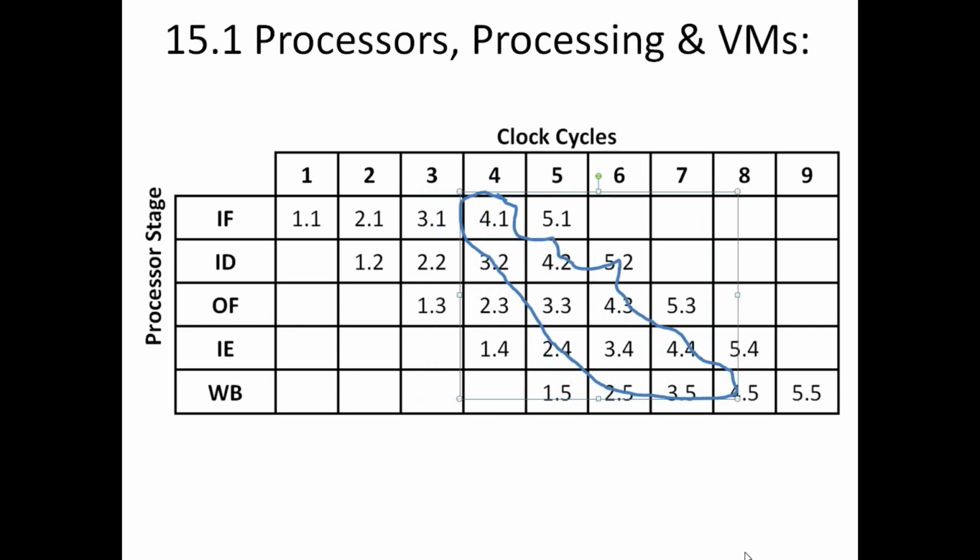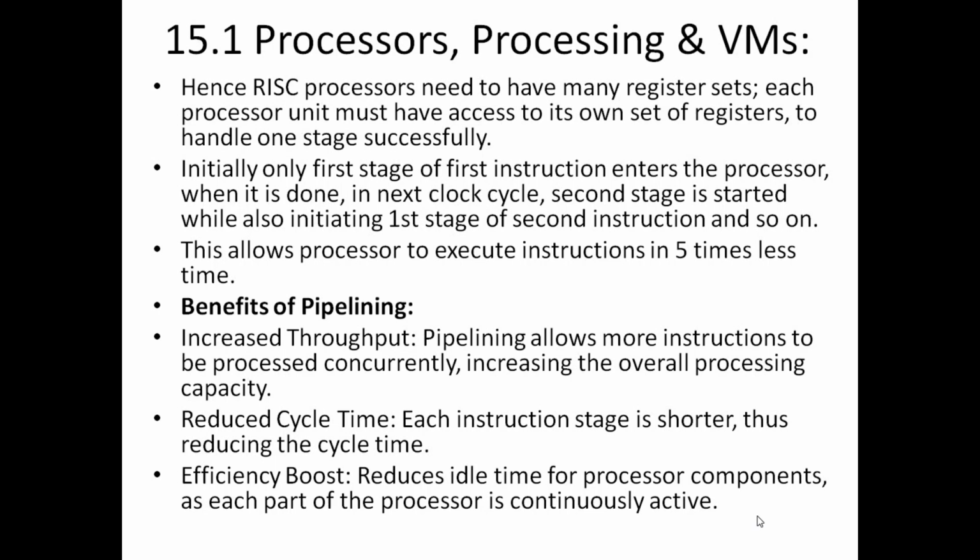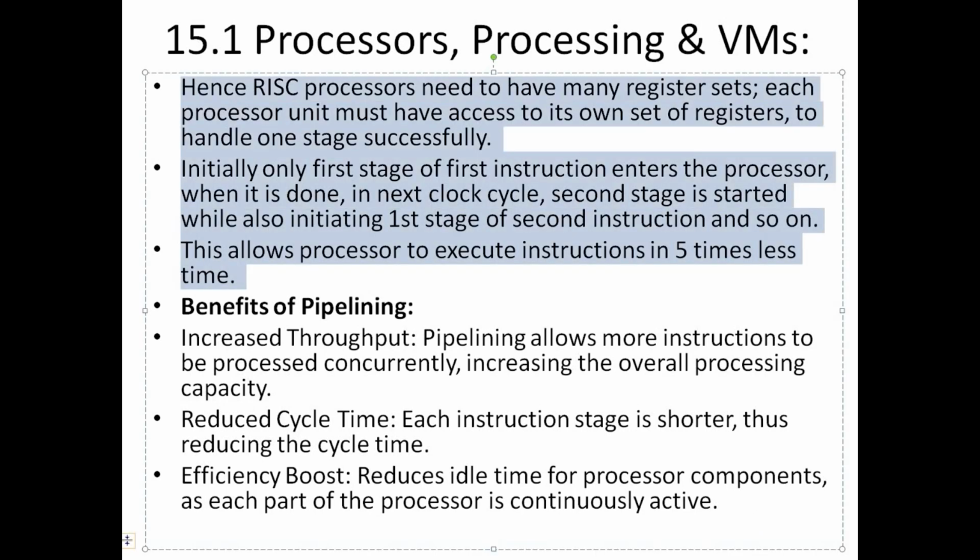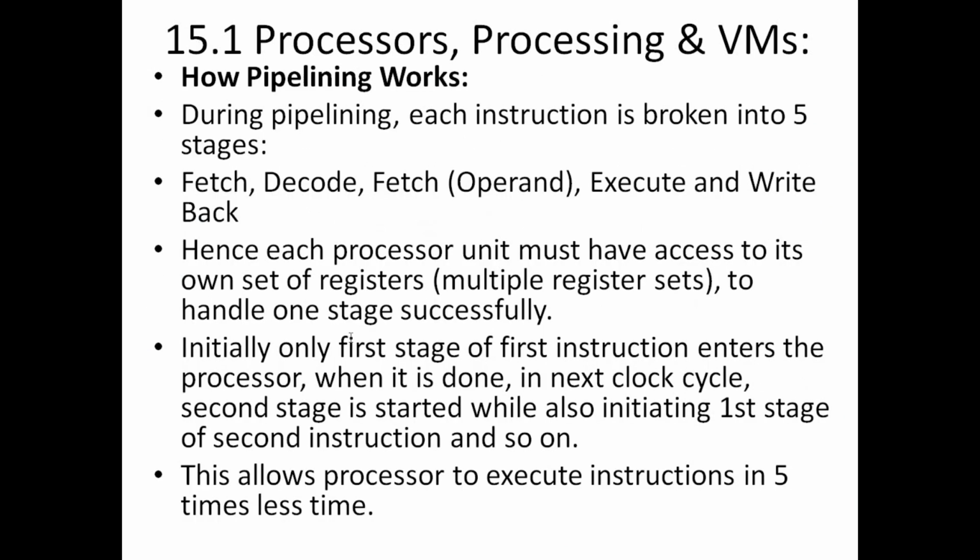Then the fourth instruction is completed in kind of a diagonal fashion, and then finally the fifth one is completed. So overall 5 instructions were completed in 9 clock cycles instead of 25 clock cycles, reducing the time needed. That's why a RISC processor needs a lot of registers, so they can do this pipelining. Initially we have already discussed all of that.